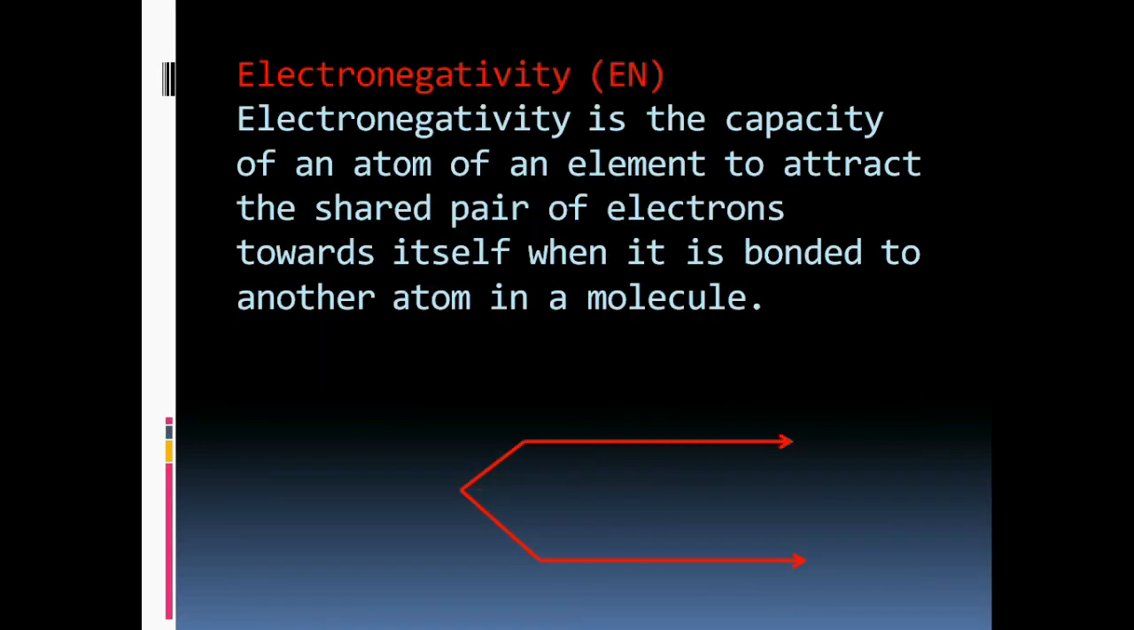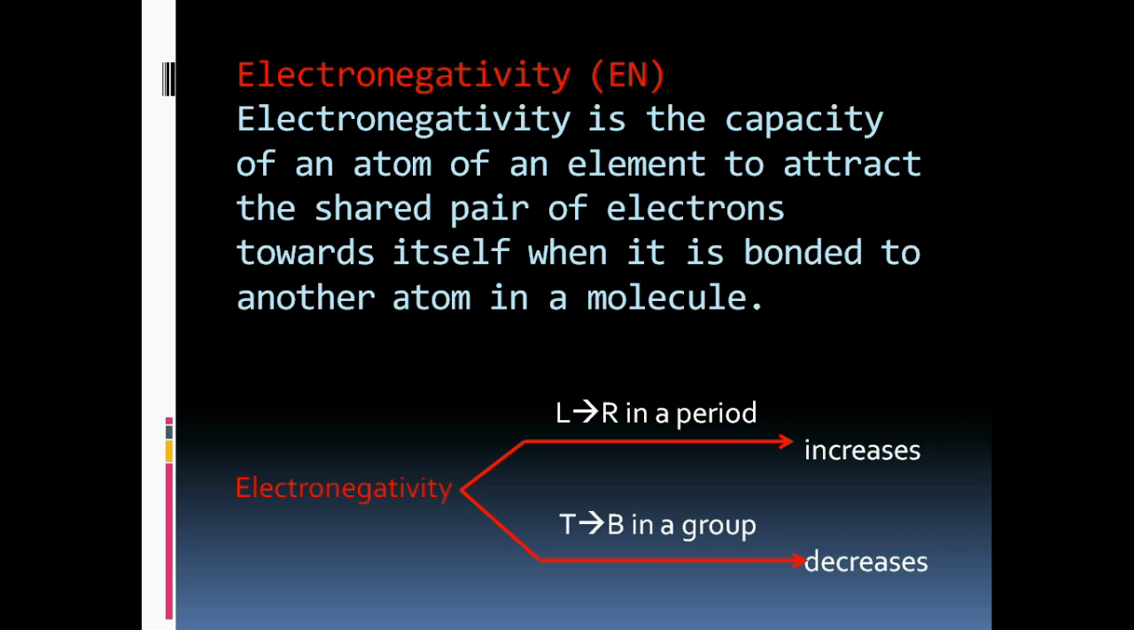Electronegativity. The tendency of an atom in a molecule to attract the shared pair of electrons towards itself. Periodic trend. Greater the nuclear charge, greater the electronegativity. Therefore, it increases from left to right in a period. Whereas, greater the atomic size, lesser the electronegativity. Therefore, it decreases from top to bottom in a group.